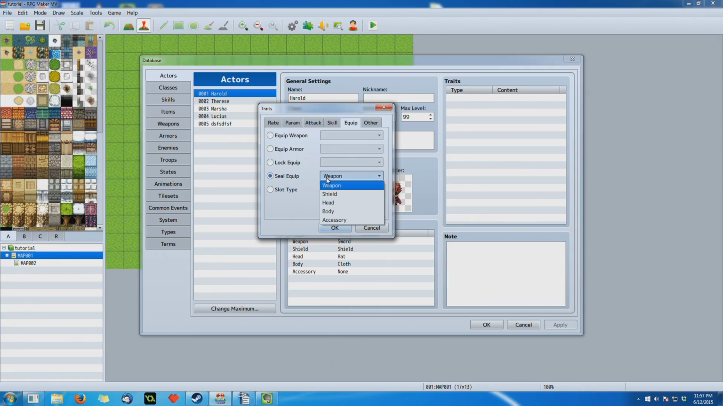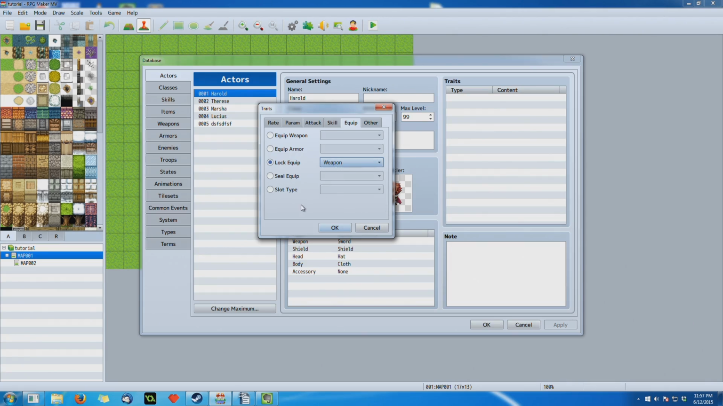And seal equipment means that not even this stuff can be accessed through events either. So if we were to seal weapon, then not even an event could add a weapon to our character. And lock equipment means an event can still add a weapon, but our player themselves cannot access that weapon type through the menus.